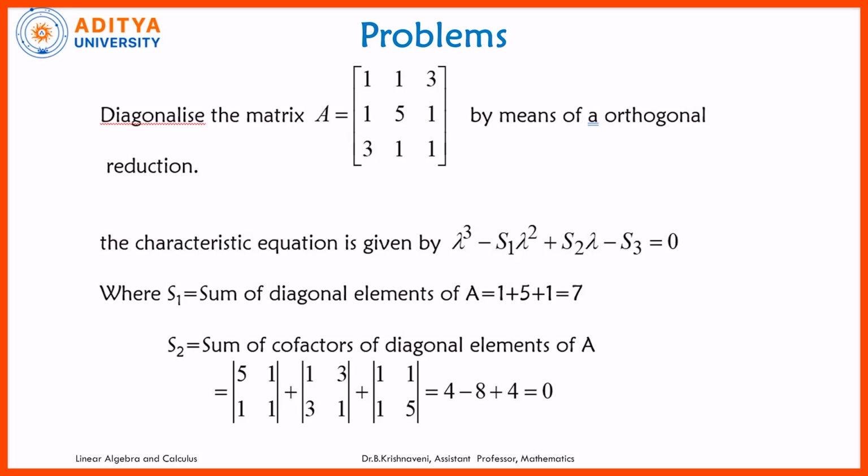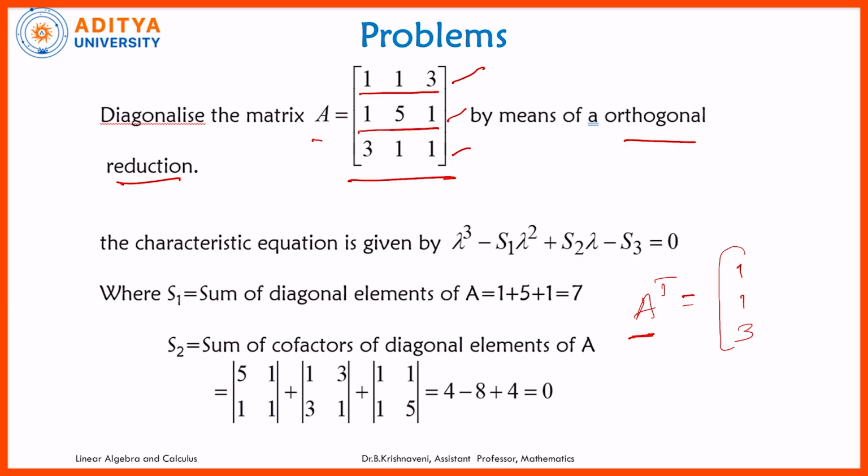Now let us discuss the same using a question. The given question is: diagonalize the matrix A, whose first row is 1 1 3, second row 1 5 1, and third row 3 1 1, by means of orthogonal reduction. What is the very first step? First we need to check whether the given matrix is symmetric or not. For that we need to find A transpose. A transpose means we exchange the rows and columns of A. Write the first row as the first column: 1 1 3. The second row 1 5 1 becomes the second column, and the third row 3 1 1 becomes the third column. If you observe, this is again equal to A.